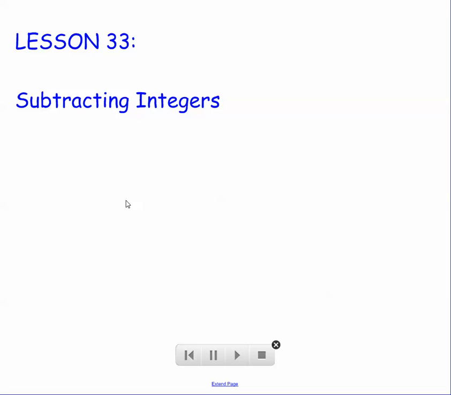And the reason for that is because everything we're learning today, we already learned 2 lessons ago in lesson 31 when we were adding integers. So not everything, but 99% of what we're doing today we've already learned. Here's the one thing that we have to learn that's new.